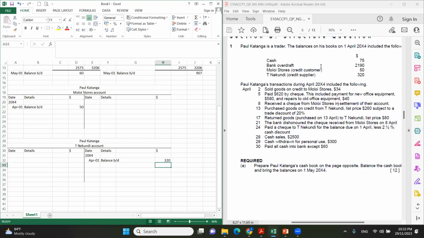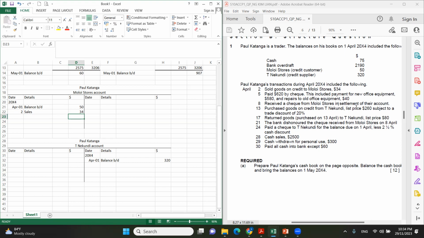Now, based on the order of entries in here, we look at which one is related to who and how much. So goods on credit to Molloy, 34. So on the date of the second, sales transaction, sales, and the amount is 34. Get it?